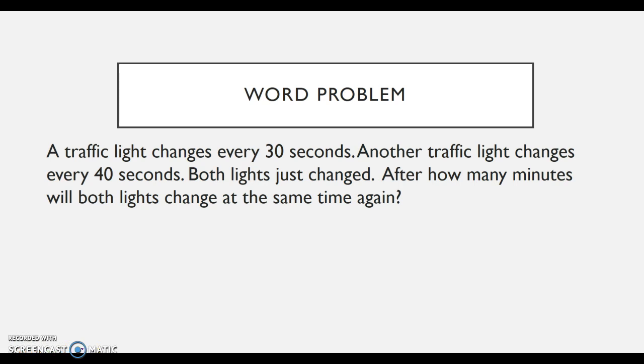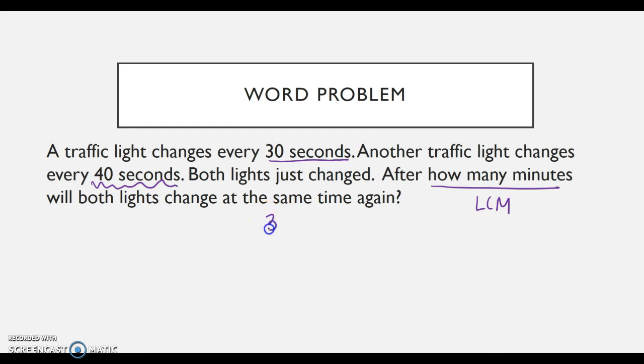So here we've got a traffic light changes every 30 seconds. Another traffic light changes every 40 seconds. Both lights just changed. After how many minutes will both lights change at the same time again? So they just changed at the same time. We want to figure out how many seconds in the future they are going to overlap again. So this is actually a least common multiple problem.